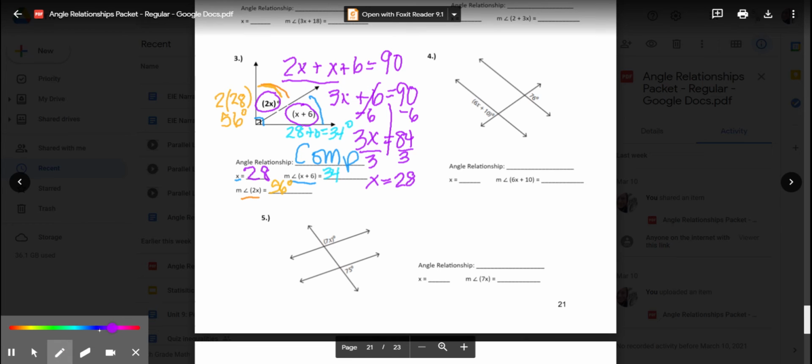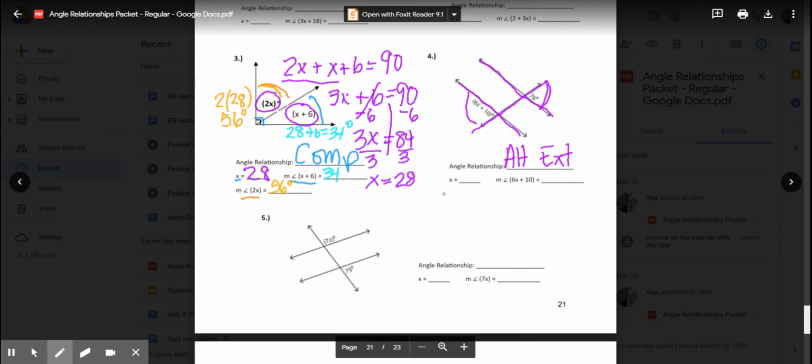Number 4 is a little different because I have 2 sets of lines. So I have these parallel lines. We're going to assume the lines are parallel. When you get to high school, you're not allowed to assume that, but we are going to assume that here. So these are parallel lines, and they're cut by this transversal, and they're creating this angle out here and this angle out here. So what relationship was this? Well, since they are both on the exterior, they're both exterior angles, and they're on opposite sides of the transversal, that makes them alternate exterior angles.